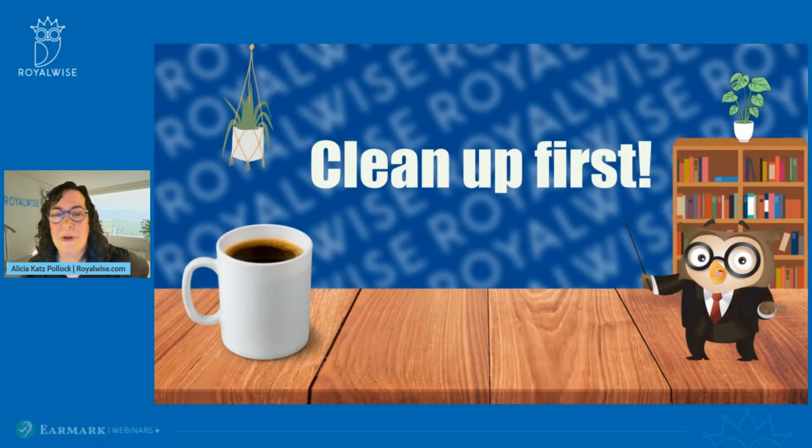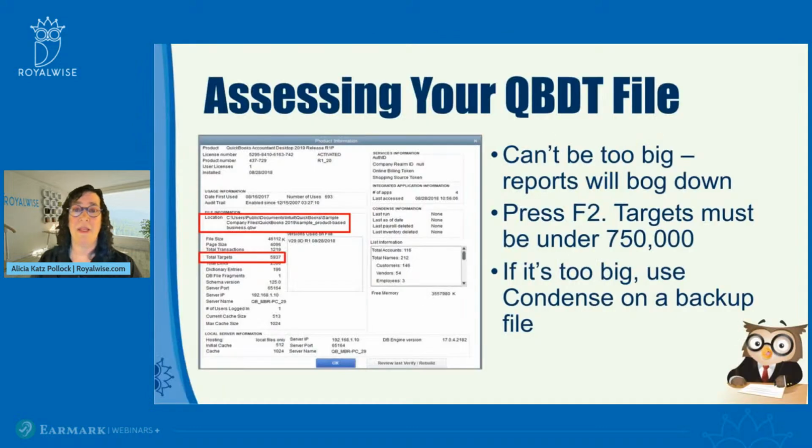Okay, now I mentioned bad data, and it's really super important that you clean up first and get ready for it. So the first thing is, is the file too big? In desktop, press your F2 key or Control 1, and look at where it says total targets. It has to be under 750,000 targets. If the file is bigger than 250,000 targets, you actually need to do a condense and pick, maybe you want to be 5 years back. Maybe you just want to be 3 years back.